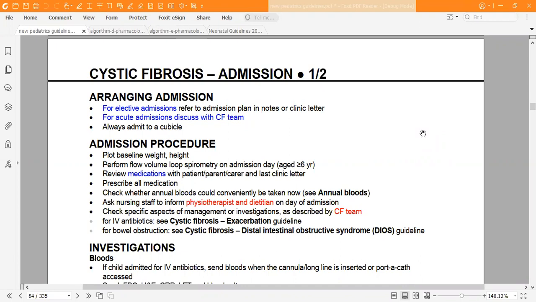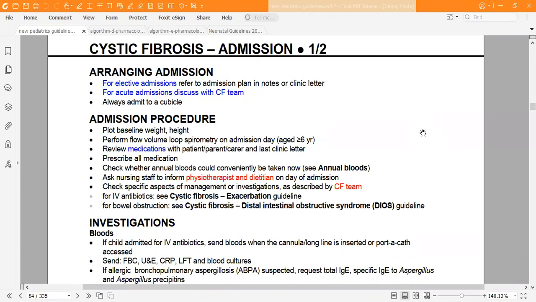Today we are going to read through the cystic fibrosis guideline. I will go through it quickly because it's too long. We need to focus on the important points that we need in practice, and that we need for the exam.